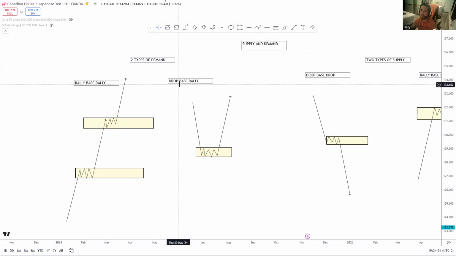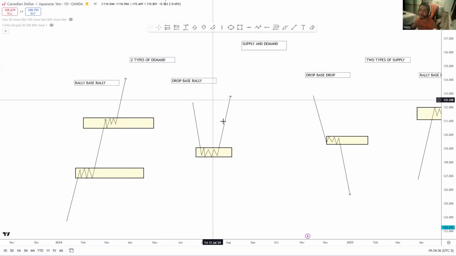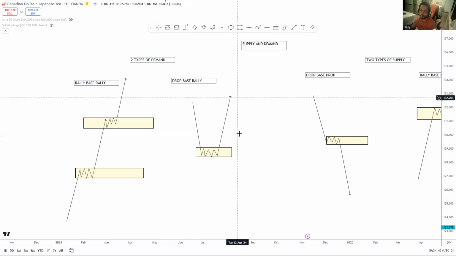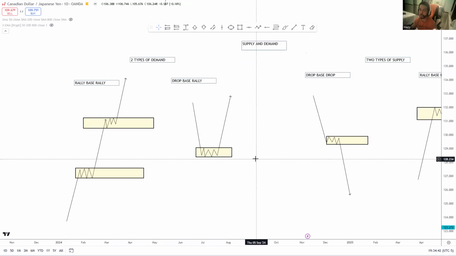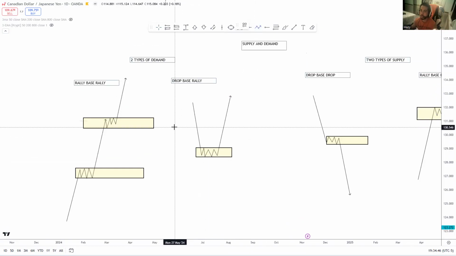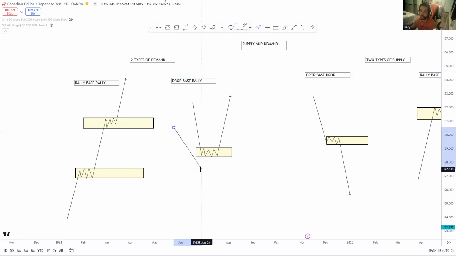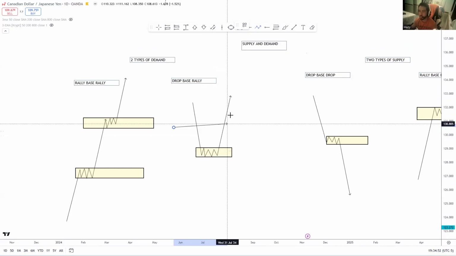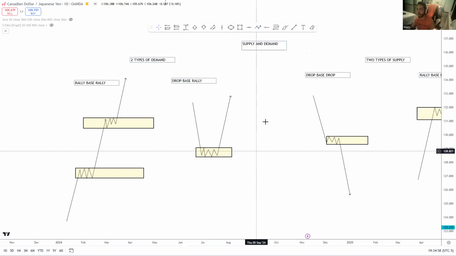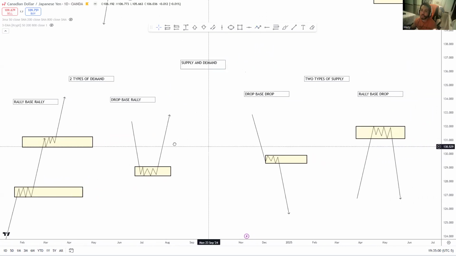Now let's talk about the second type of demand, which is the drop-base-rally, which is more or less like a W or a V-shaped letter. We start off with a drop. We have a base, which is indecisive candles, and then out of the base we have a rally, an explosive move, or a decisive move to the upside. All right, so that's the two types of demand.